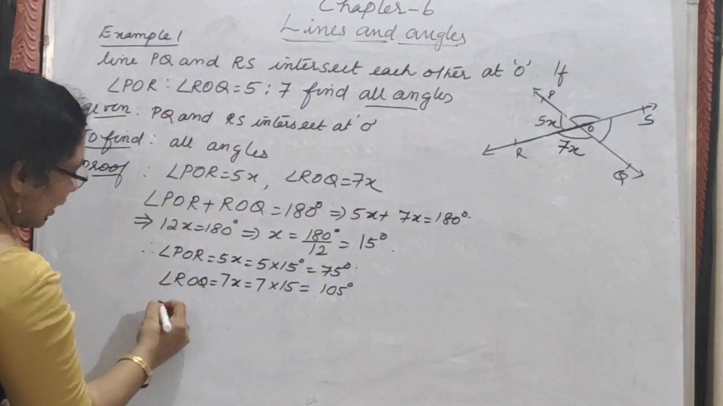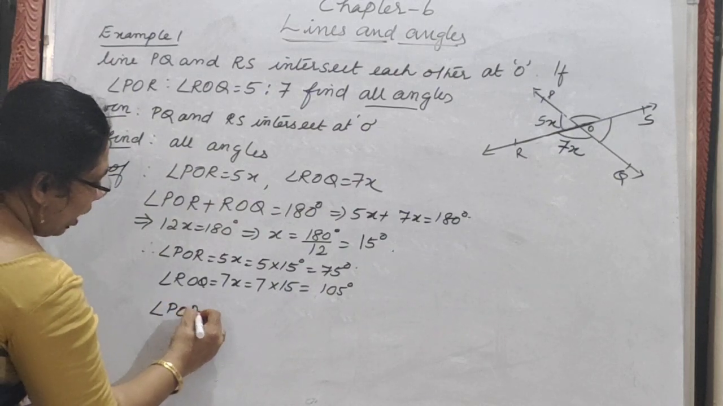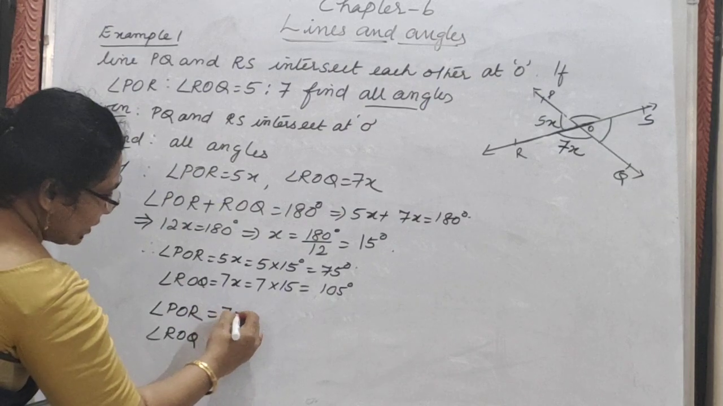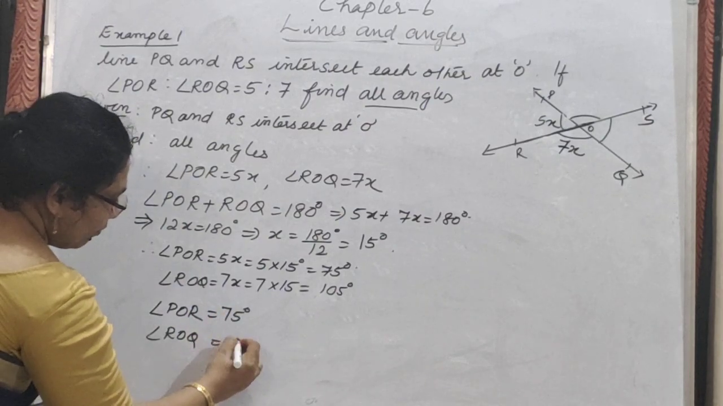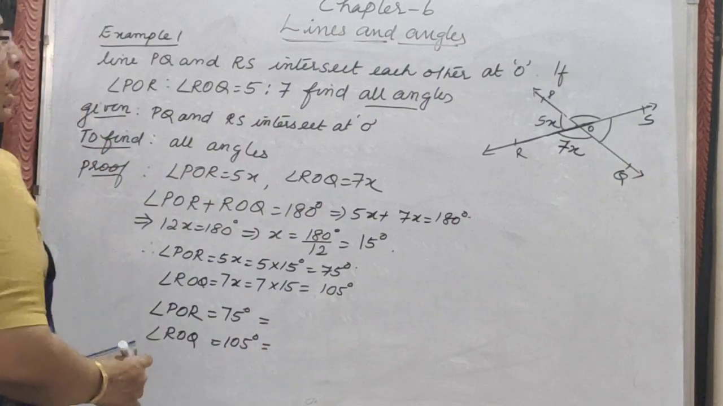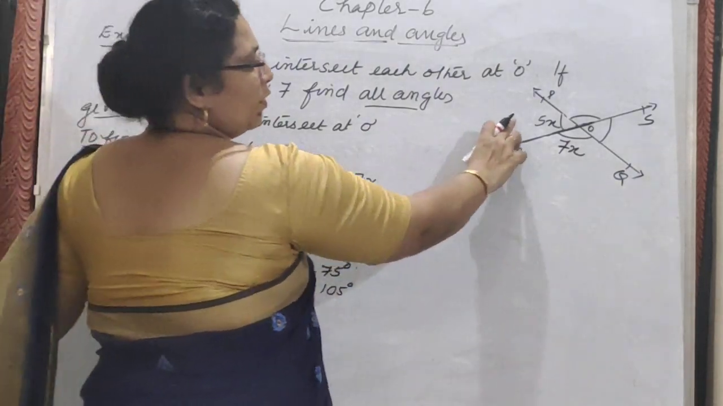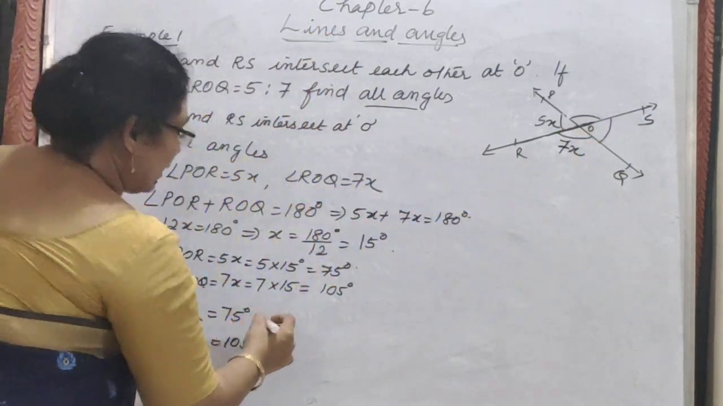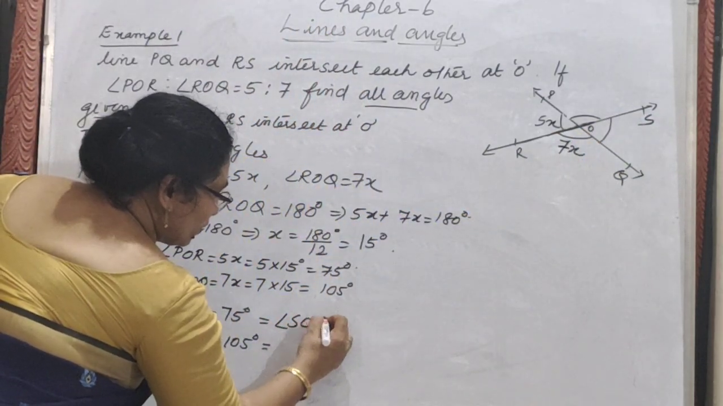So what should we write? Angle POR and angle ROQ we already calculated, respectively 75 degrees and 105 degrees. Now we should write the remaining angles. Angle POR is this angle. What is the vertically opposite angle? SOQ. So I should write here angle SOQ.